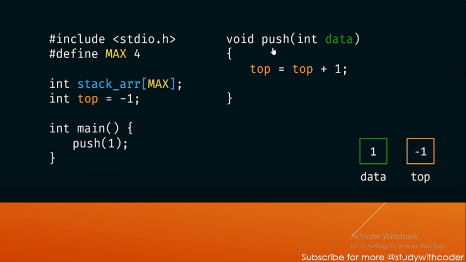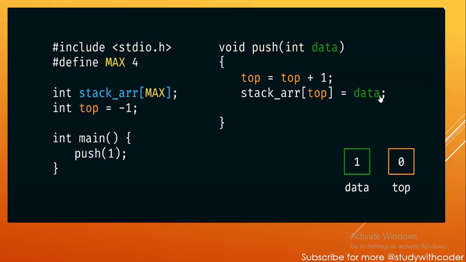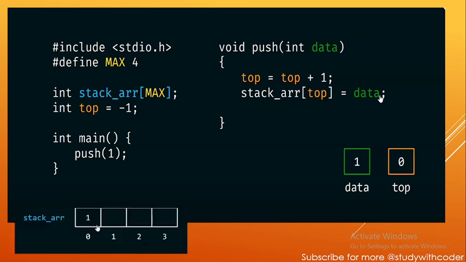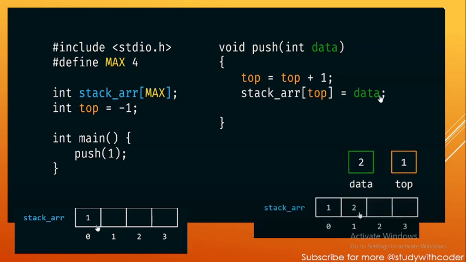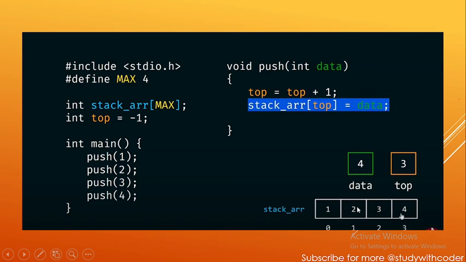So at index 0 we insert the element: stack_arr[top] = data, and then give the data value for top. Here is the insertion in the stack array, and next the data 2 is also inserted here in the stack array, and then next 3 and 4. Here the array is full.